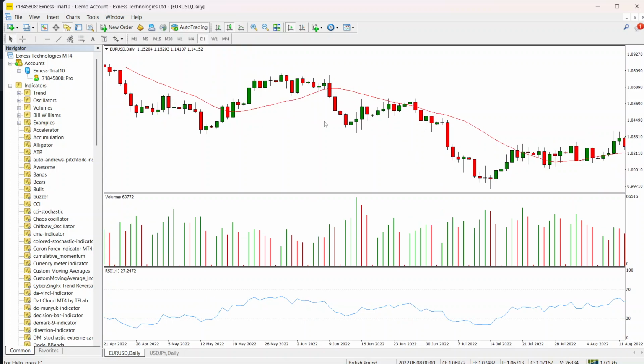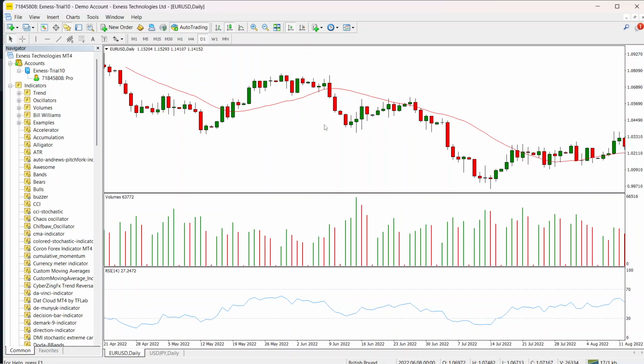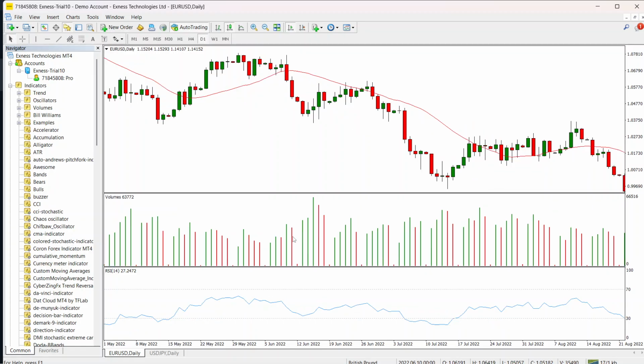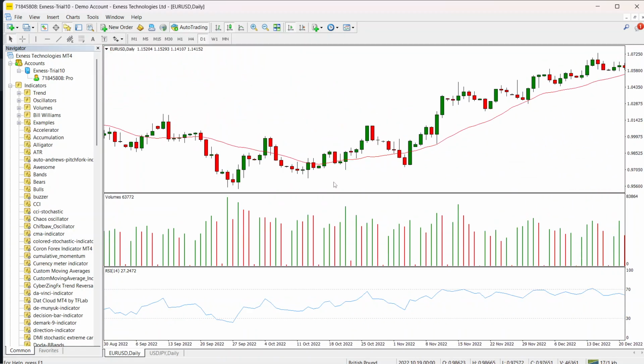Using this together with MA, RSI, and volume gives you a complete price action framework, where moving average indicates the trend, the RSI indicates the momentum, and the volume indicates participation and structure for levels.